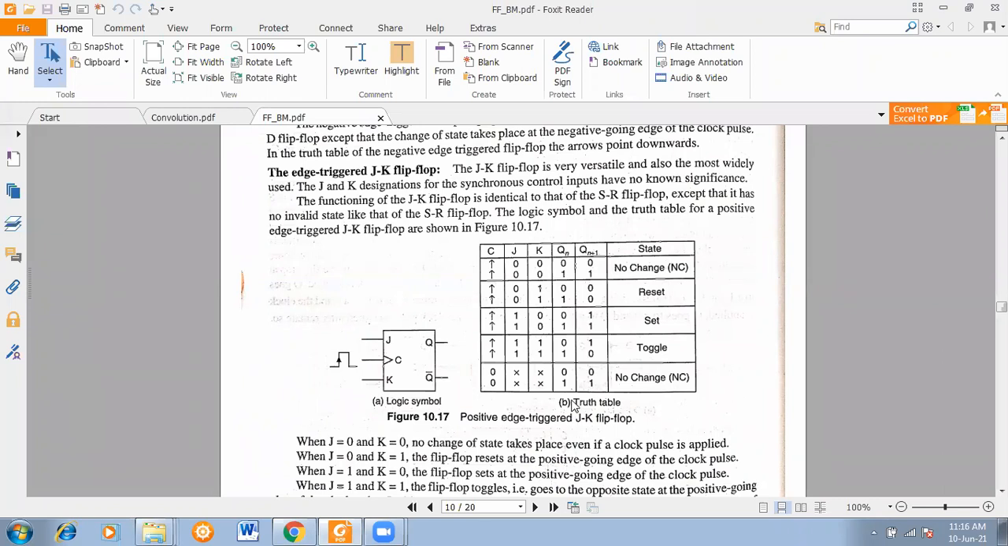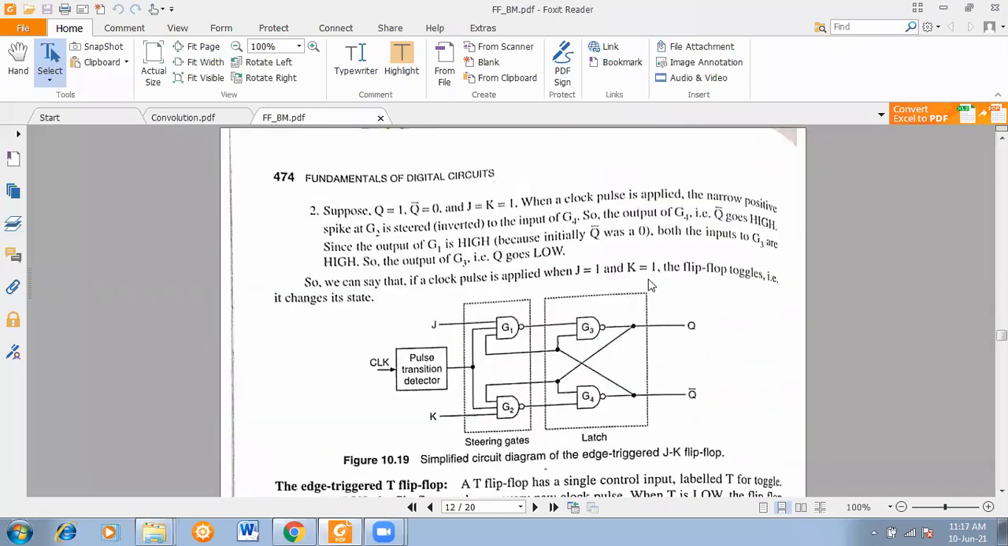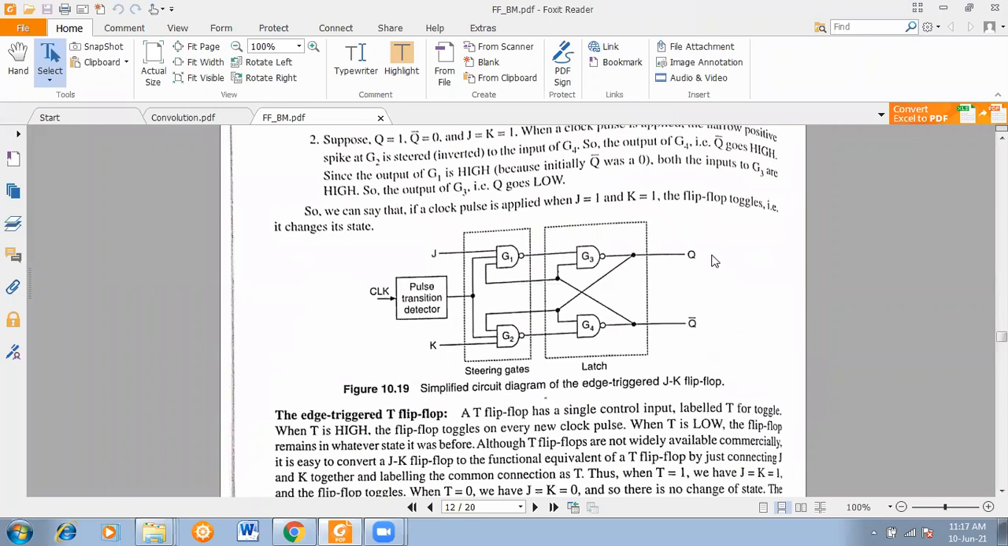So as Sapansil said, I can repeat no change, reset and set, all the steps again. First look here, please join with me. Q is equal to 0. Okay, so what will Q bar be? 1. Because I am confused whether you are understanding or not. So Q is equal to 0, Q bar is equal to 1. Correct. This is the present state. Now we have to find out the next state.